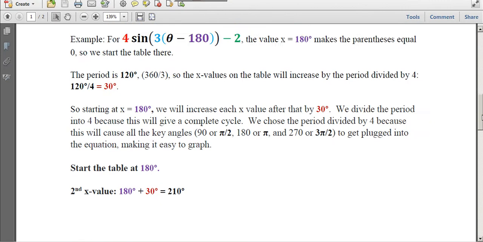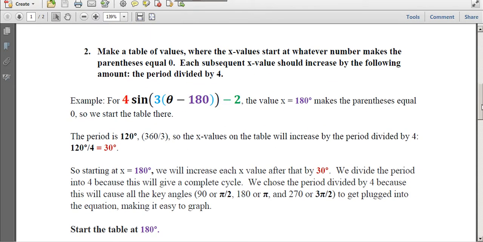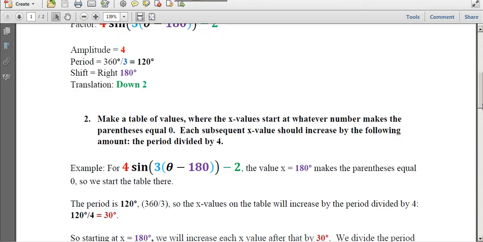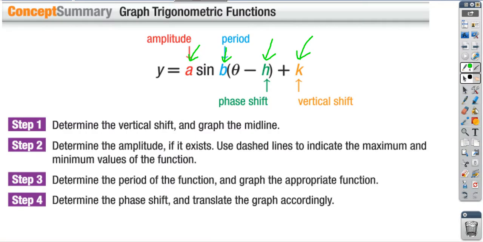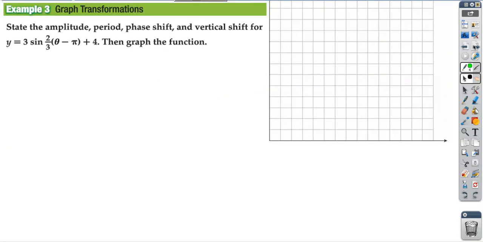And then we get the next x values by dividing the period by 4, and that may not make sense now, but it hopefully will when we do an example. So let's do a complete example like this with all sorts of shifts.